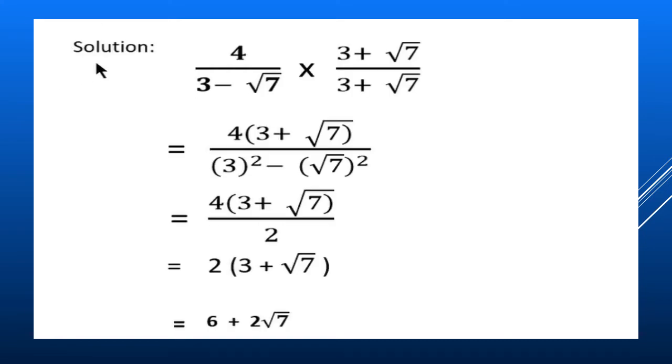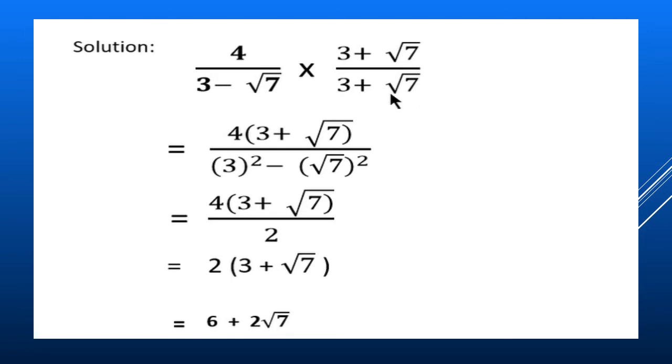Now looking at the solution, you can see this is our given fraction, and we are multiplying and dividing the given fraction by the conjugate of the denominator. This is the denominator, 3 minus root 7, and we are multiplying by 3 plus root 7 and also dividing by 3 plus root 7. Now 3 plus root 7 is the conjugate of 3 minus root 7.